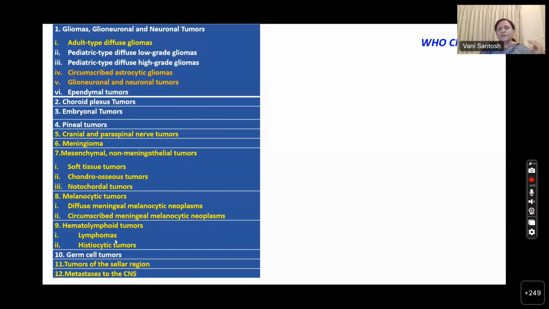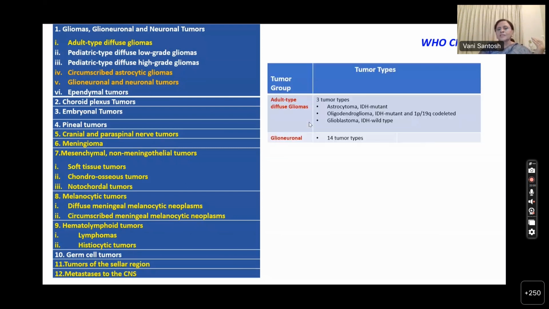These are predominantly in the adults. And what are in the white fonts, that is the pediatric type, low and high grade gliomas, ependymal tumors, embryonal tumors, and others, they're predominantly in the pediatric age group. And the ones that are in the orange fonts, like the circumscribed astrocytic gliomas or the glioneuronal and neuronal tumors, they occur in the young adults or sometimes in the older children.